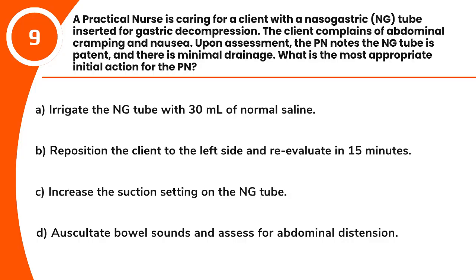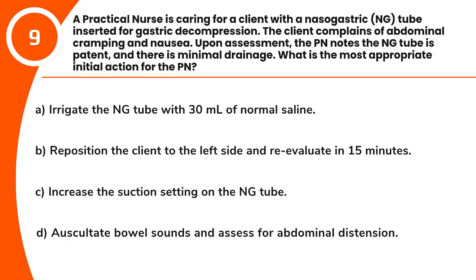Question 9. A practical nurse is caring for a client with a nasogastric (NG) tube inserted for gastric decompression. The client complains of abdominal cramping and nausea. Upon assessment, the PN notes the NG tube is patent, and there is minimal drainage. What is the most appropriate initial action for the PN?